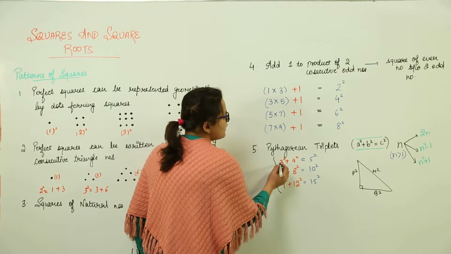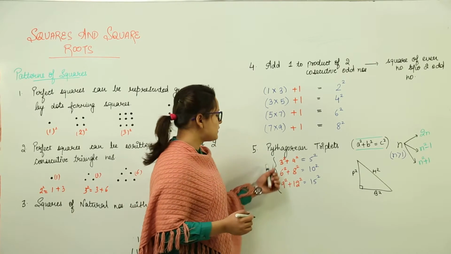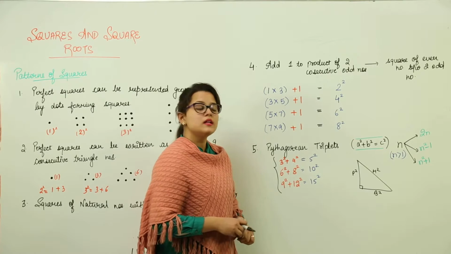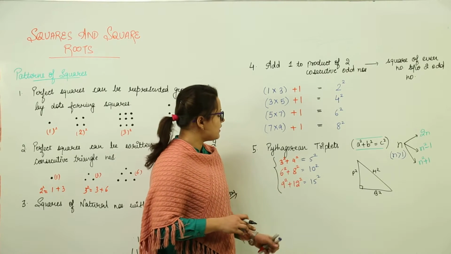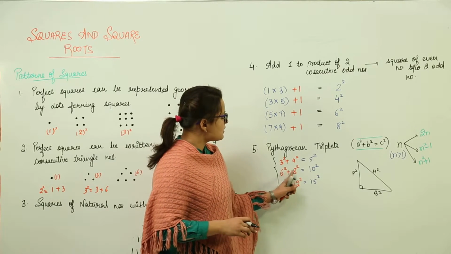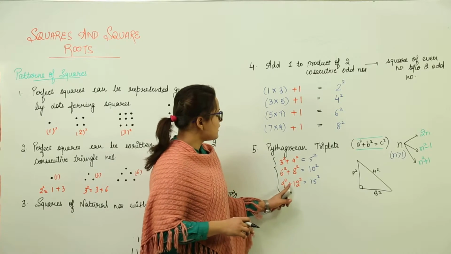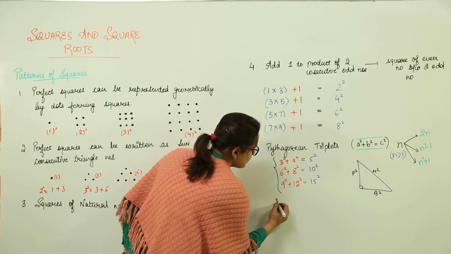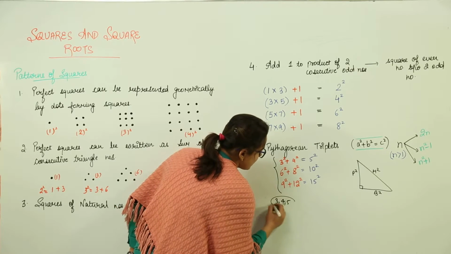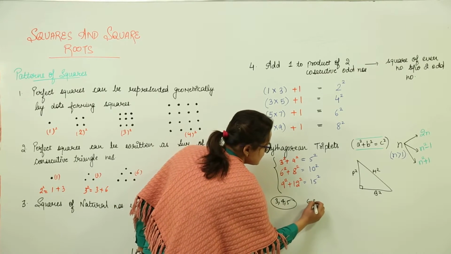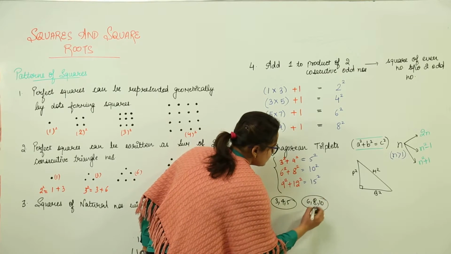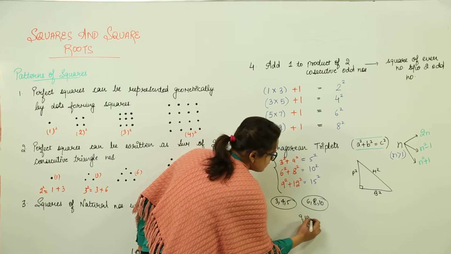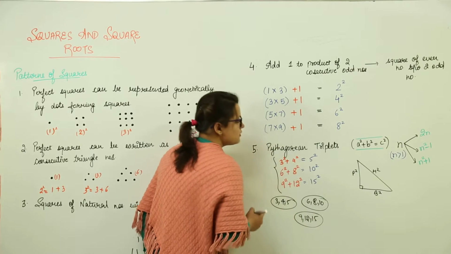So we represented it this way. For example, if 3 square plus 4 square are the perpendicular and base, then the hypotenuse for this would be 5. Similarly, 6 square plus 8 square is equal to 10 square, 9 square plus 12 square is equal to 15 square. So we can say that 3, 4, 5 are Pythagorean triplets, 6, 8, 10 are Pythagorean triplets, and 9, 12 and 15 are Pythagorean triplets.